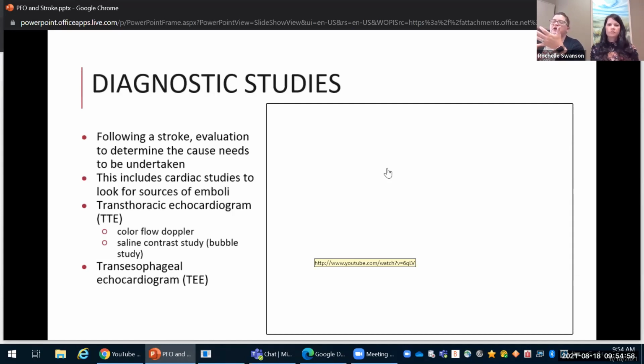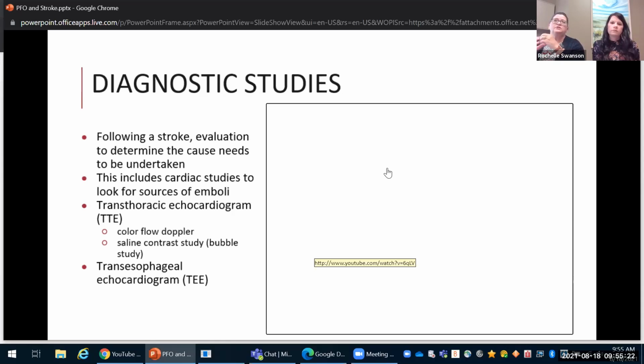So we're going to check your hemoglobin A1C, make sure you don't have diabetes, or that if you do have diabetes, that it's well controlled. We're going to check your lipid level. We're going to do carotid studies. We're going to look to make sure that you don't have a lot of plaque buildup in your arteries. And if you have atrial fibrillation, we're going to make sure that we're taking the steps that we need to prevent recurrent stroke.